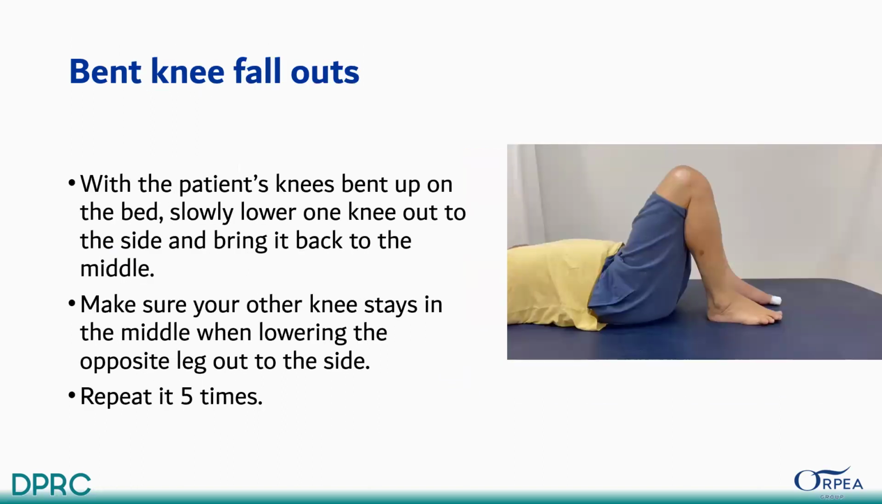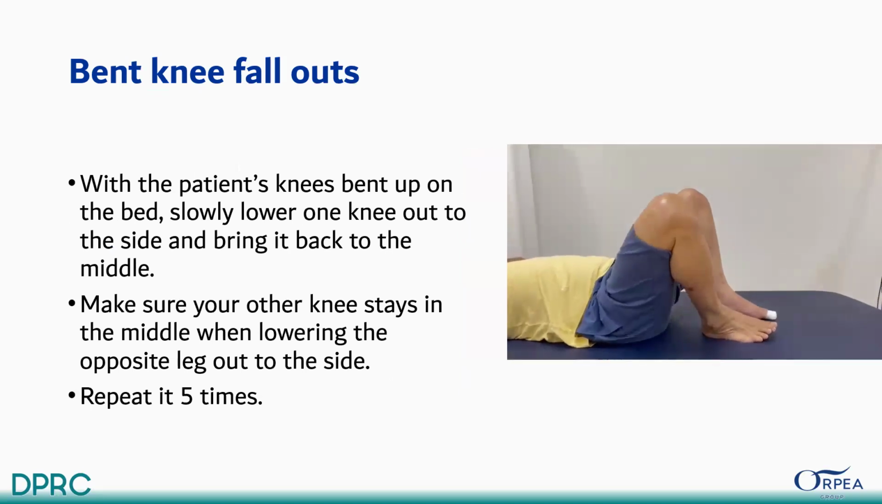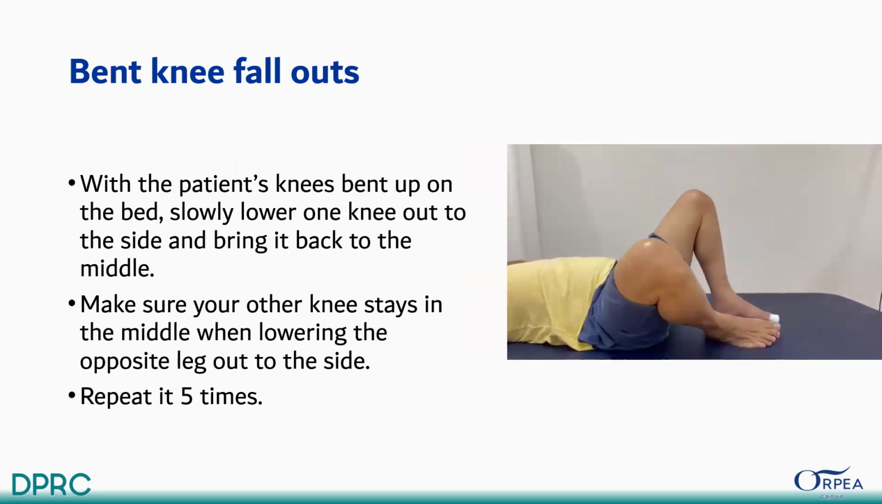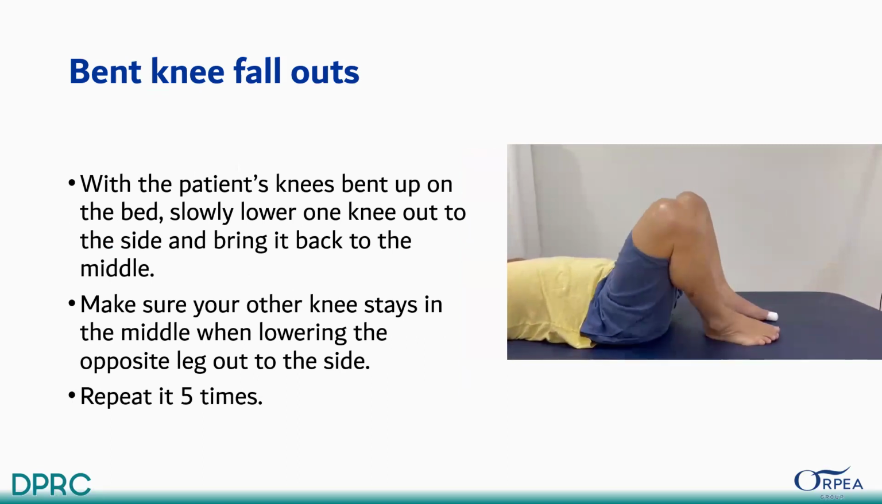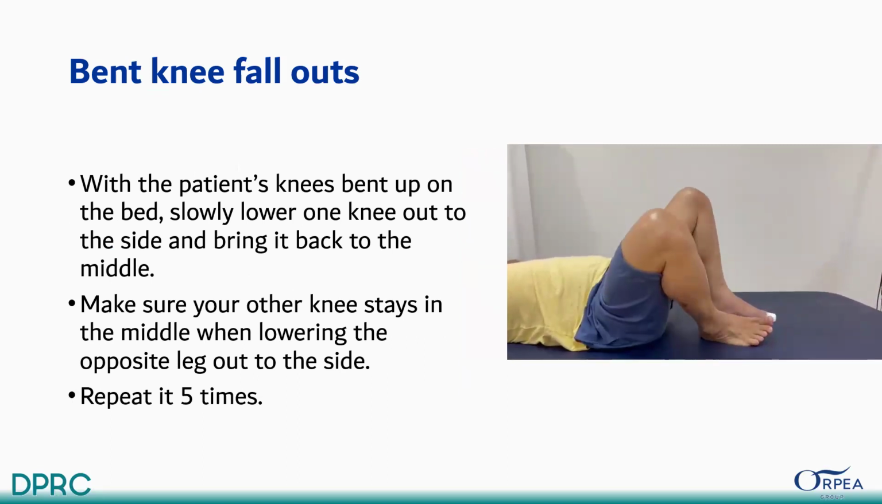Bent knee fall out. With the patient's knees bent up on the bed, slowly lower one knee out to the side and bring it back to the middle. Make sure your other knee stays in the middle when lowering the opposite leg out to the side. Repeat it 5 times.